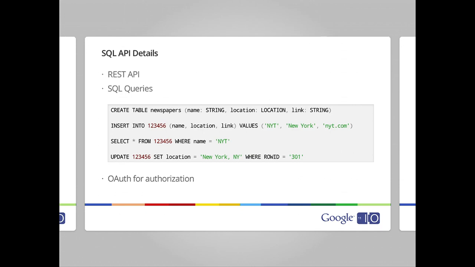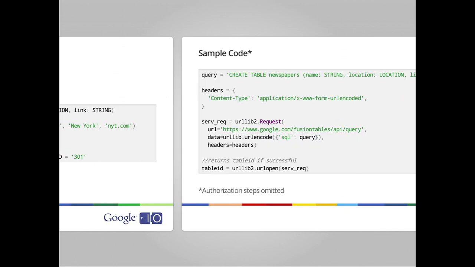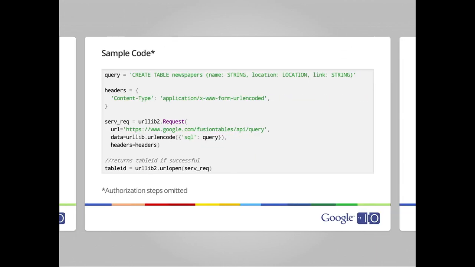You can see we're creating our new newspapers table with columns for the name of the newspaper, the location of the newspaper, and a link to the newspaper. Then we're inserting data, selecting, etc. And OAuth is used for authorization. And here's just some sample code. This is written in Python, but you can write your code in any language that you want as long as it can make HTTP requests.